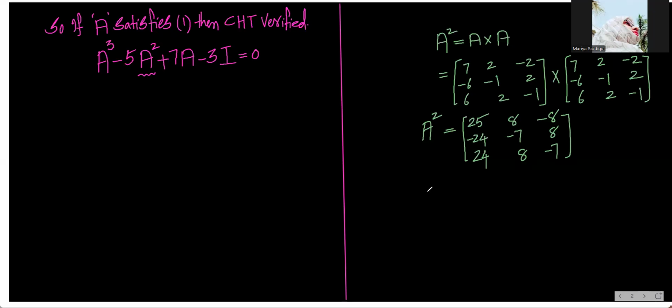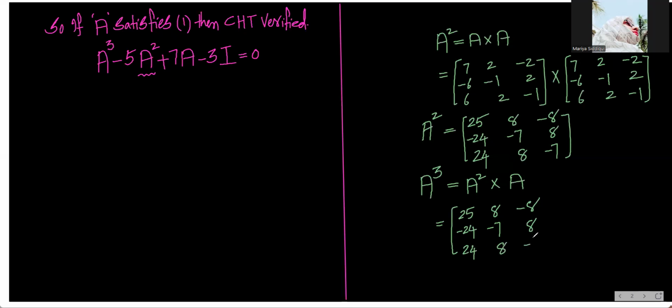Now a square is done. We go for a cube. A cube is nothing but a square into a. ये जो काम मैं आपको अलग कलर से कर रहा हूँ, it is only for your satisfaction. It is 25. It is 8. It is minus 8. It is minus 24. This is minus 7. 8, 24, 8, minus 7 should multiply with a.